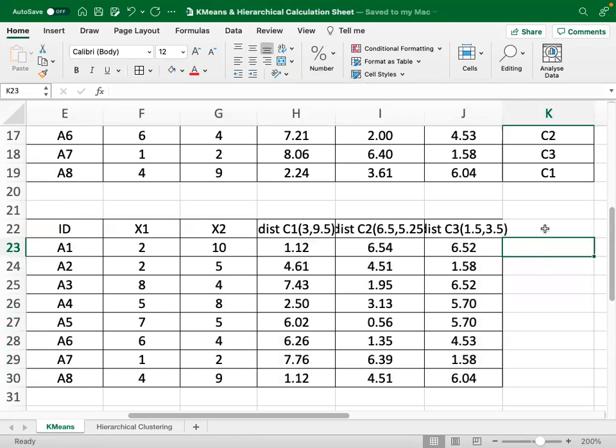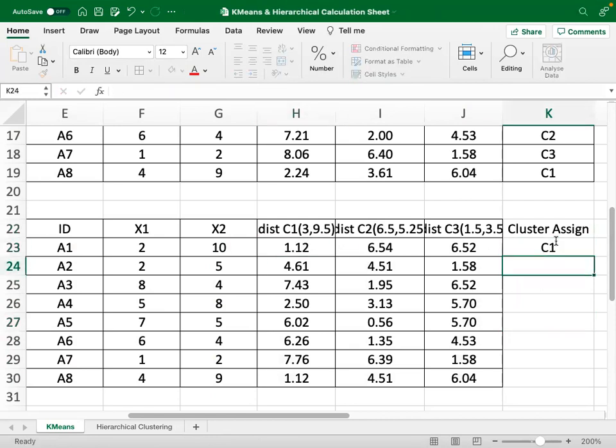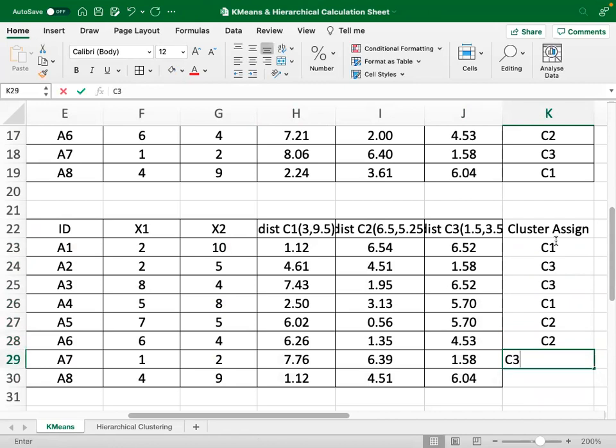So we have calculated the new distances. So we will do the cluster assignment. This is C1, this is C3, this is C2, this is C1. Oh, again we got a change. C1, this is C2, this is C2, this is C3, this is C1. So we got one more C1.